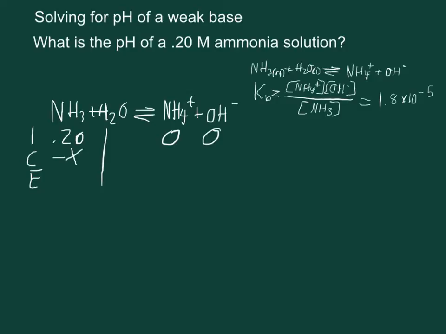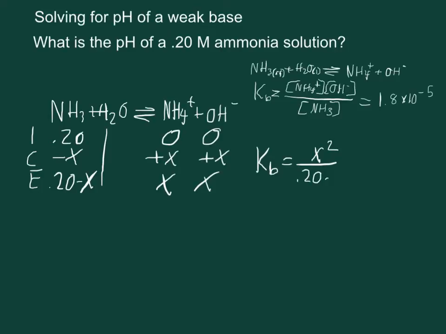Therefore, as this ionizes, we will lose X. We will gain X of the ammonium and the hydroxide. So at equilibrium, we have X, X, and 0.20 minus X. So we plug that in for our Kb, and what we find is we have X squared over 0.2 minus X. You'll notice this is very much just like what we've been doing for the acid problems, equal to 1.8 times 10 to the negative fifth.